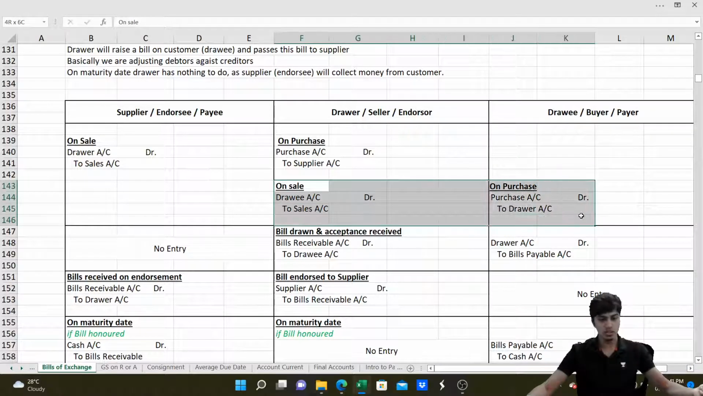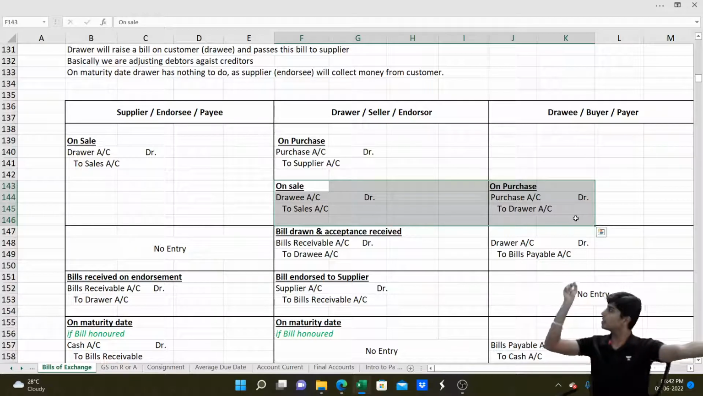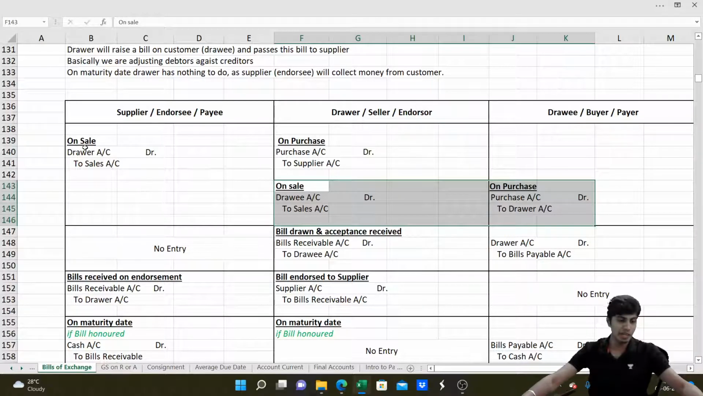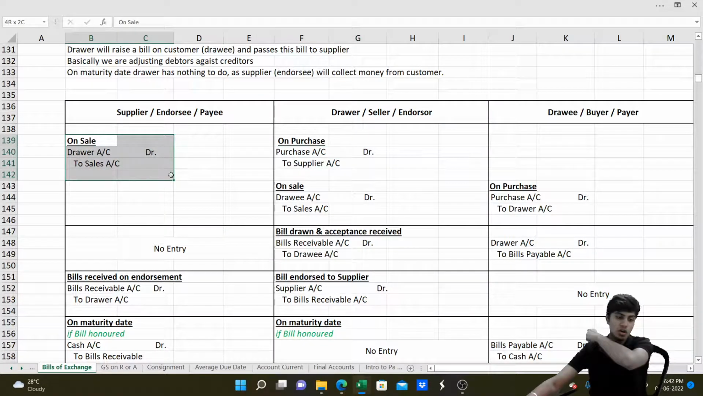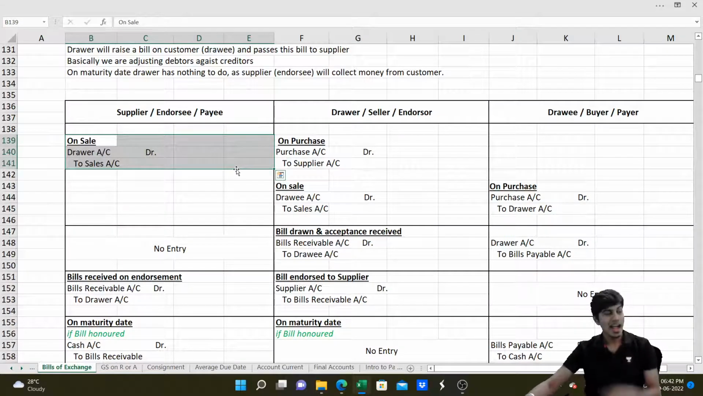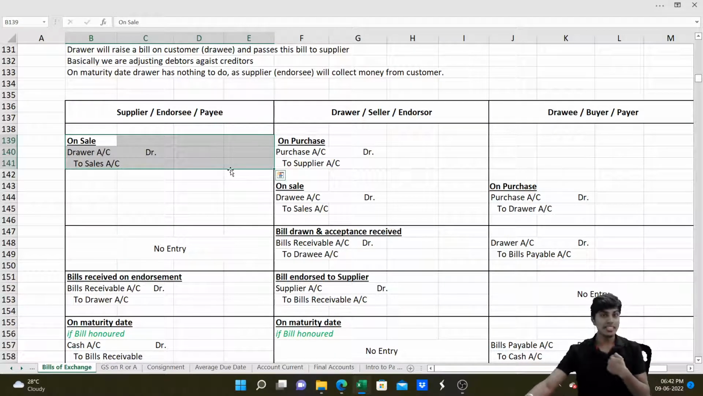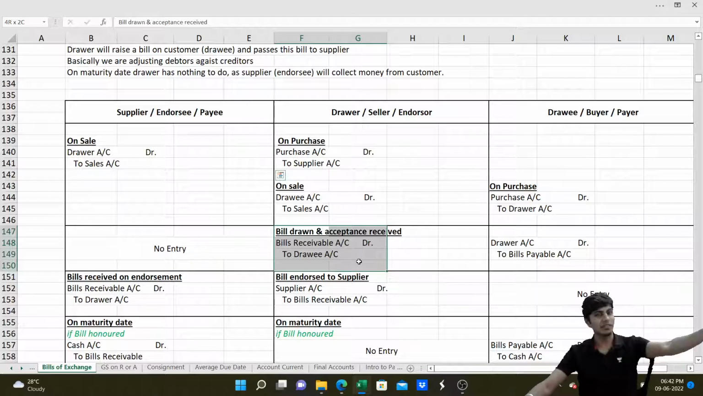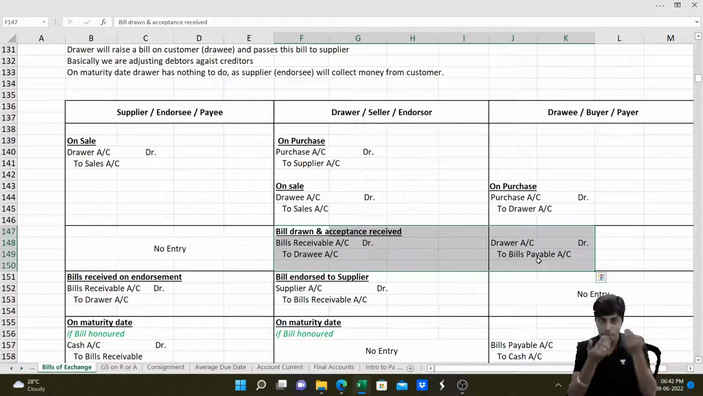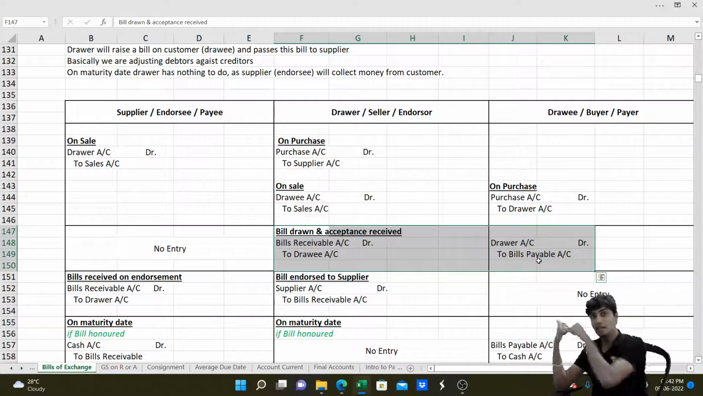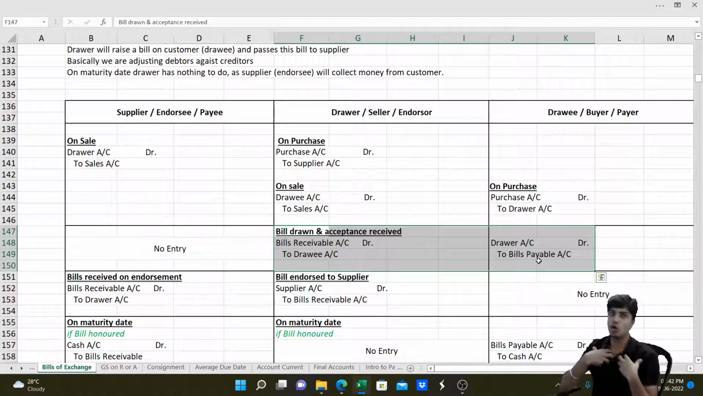To sell these goods to my customer, I have previously purchased goods from my supplier. When I buy goods from my supplier, I will write the entry purchase account debit to supplier, and my supplier will write the entry drawer account debit to sales. Done. And my customer will give me a bill, for which I will write the entry bills receivable account debit to drawee account, and my customer will write the entry drawer account debit to bills payable. And this bill that I received from my customer, I will pass to my supplier. When I pass it on to my supplier, he is called the endorsee. I am called the endorser, and what I did right now is endorsement.